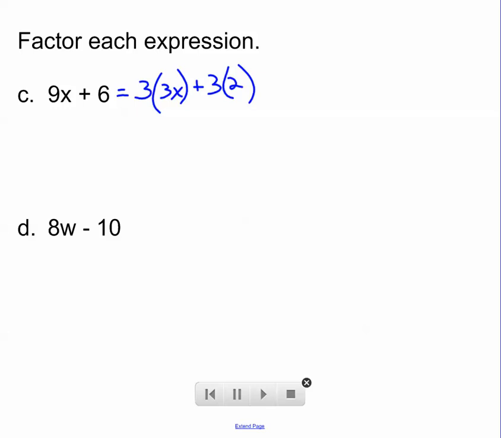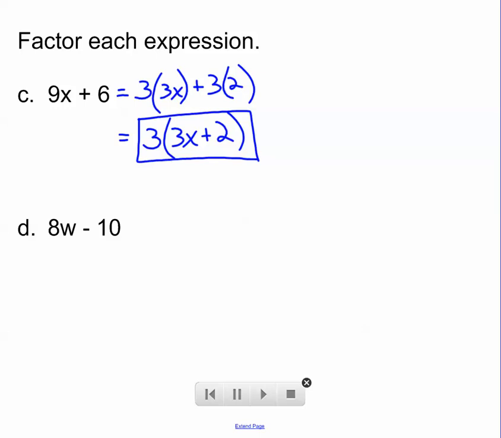So 9x divided by 3 is 3x, or if you look at it as multiplication, 3 times 3x is 9x. 6 divided by 3 is 2. Or if you look at it as multiplication, 3 times 2 is 6. We're not done yet. We'll write this as 3 times 3x plus 2. That is 9x plus 6 factored. We identified the greatest common factor of these two terms, and we took it out.